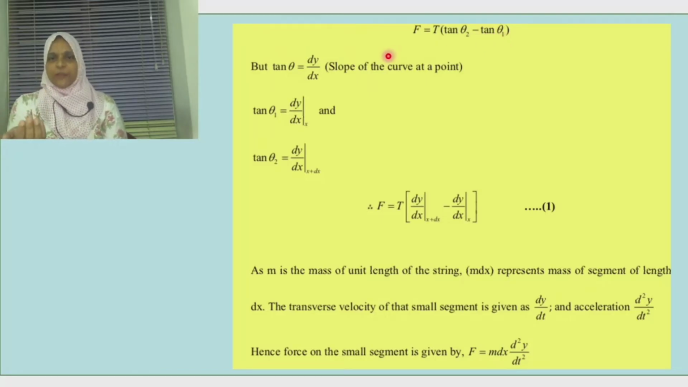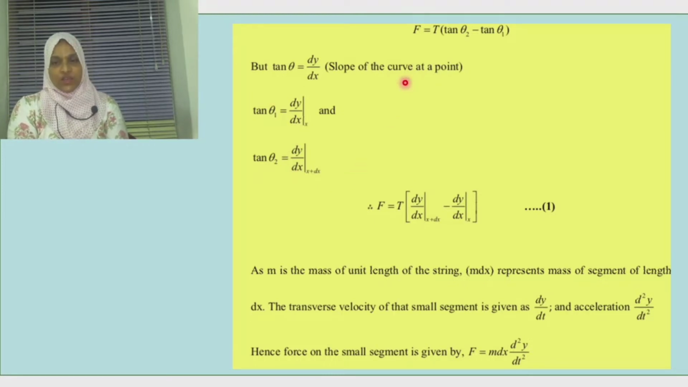What is tan theta? Tan theta can be defined as the slope of the curve at a point. Here the slope of the curve is dy by dx, with y along the vertical direction and x along the horizontal direction. So at the point where the distance is x, tan theta 1 will be equal to dy by dx at the point x. Then tan theta 2 will be equal to dy by dx at the point x plus dx.